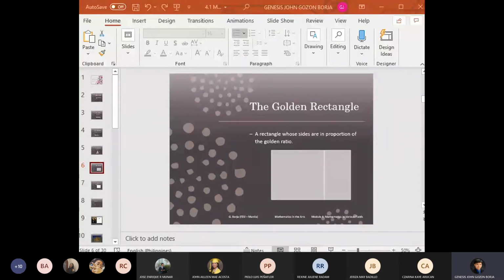Thank you, Piolo, Eileen, and Adrian. And James. All right. So that's the golden rectangle.